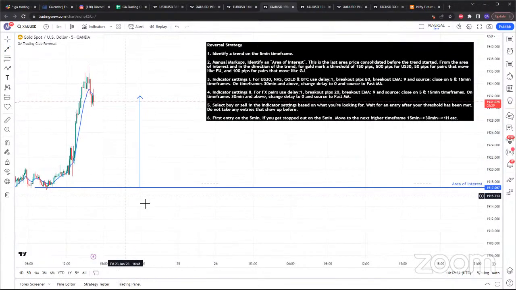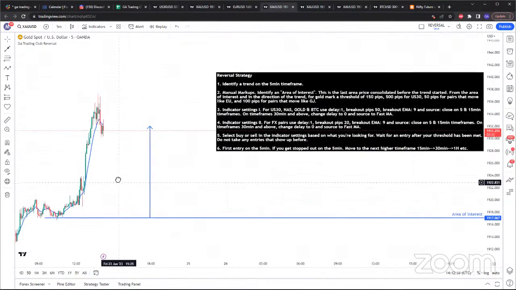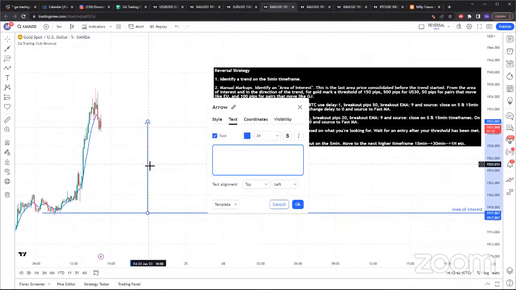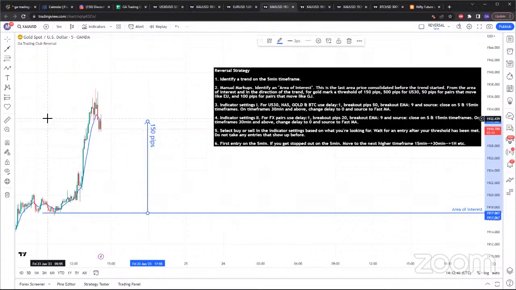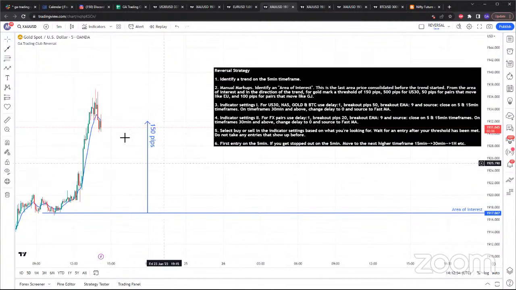Again, an area of interest is not static, but you just want to look at the last area price was consolidating before a trend broke out. Okay, so for gold, this is 150 pips. For US 30, this is 500 pips. For pairs that move like EU, and all of that is in here, it's 50 pips. For pairs that move like GJ, this is 100 pips.